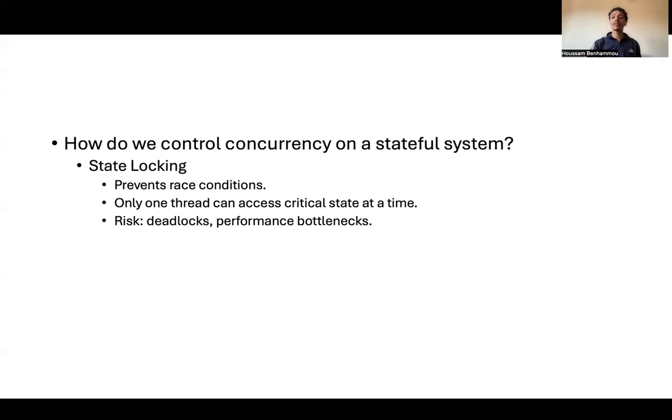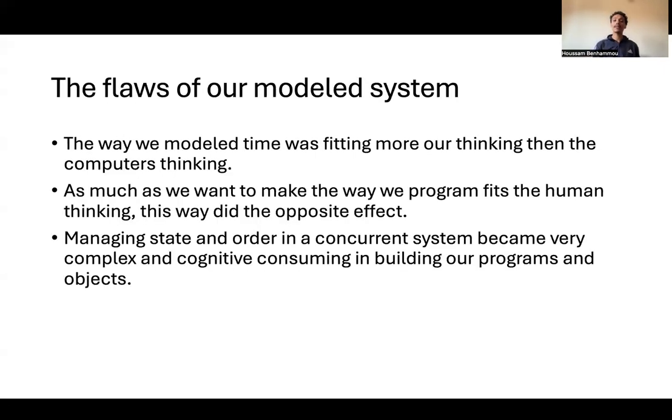And that's what I want to discuss in detail, what I would call the flaws of the way we modeled our system now. And by modeled our system, I mean modeled time in our programs, where one of the concerns is that we modeled it in a human thinking way rather than a computer way. And as much as we want computer programming to fit human thinking, this did the opposite.